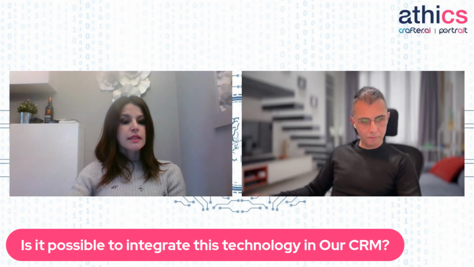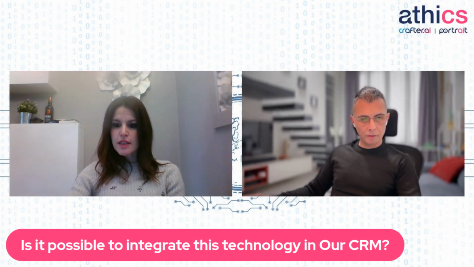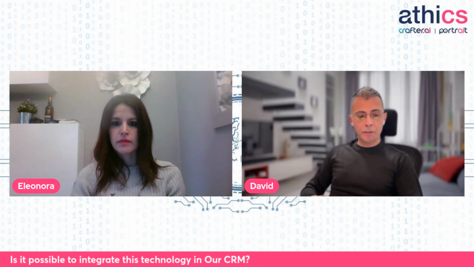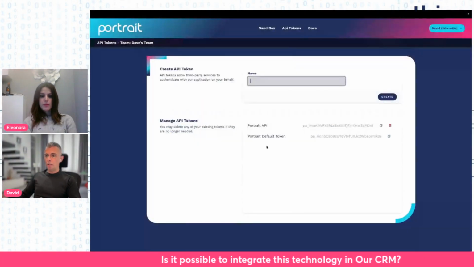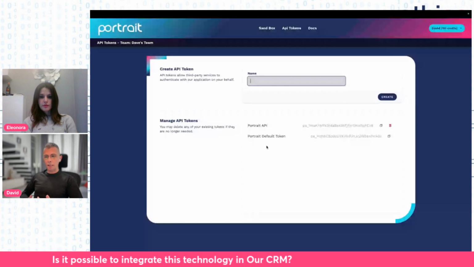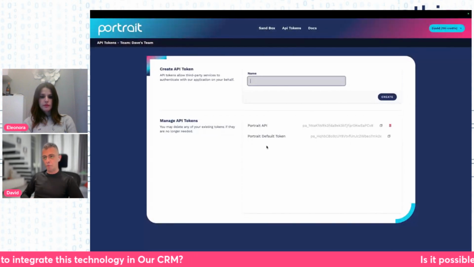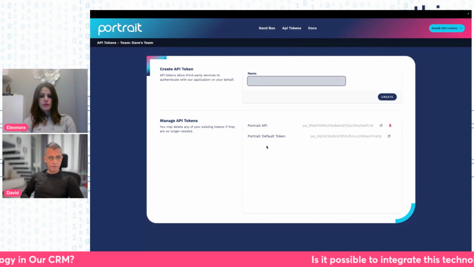So let's see if we have our first question. Is it possible to integrate this technology in our CRM? David, do you want to get this? Yes, our solution can be definitely integrated into third-party systems such as CRMs via API. So you can create your API tokens and use them to integrate your systems with Portrait. So this is how the solution communicates with your systems.